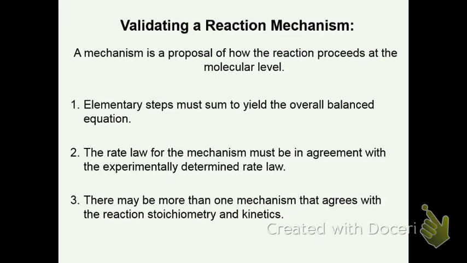Reaction mechanisms can be proposed based on experimental techniques, and a mechanism can never be definitively proven. It's just a proposal of how the reaction proceeds on the molecular level. A few criteria when evaluating reaction mechanisms are that the elementary steps have to add to the overall balanced equation, and the rate law for the mechanism has to be in agreement with the rate law that's determined experimentally. There may be more than one mechanism that agrees with both the reaction stoichiometry and the kinetics, and there's no way to definitively prove which is correct.